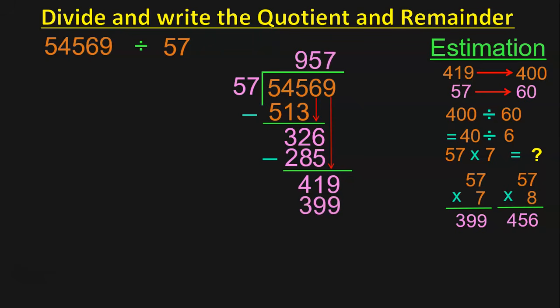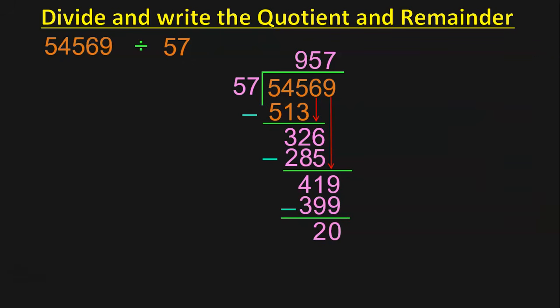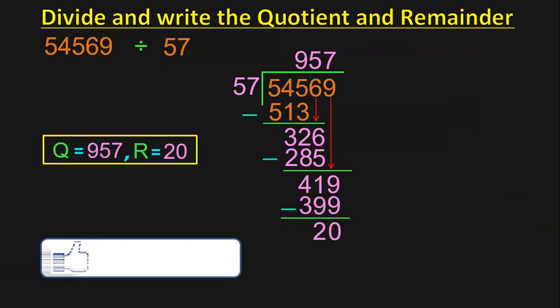57 into 7 is 399. When you subtract these two, you get the answer to be 20, and we don't have any more numbers to be brought down, and 20 is lesser than 57, so we can stop our division with this and write down the answer. The quotient is 957 and the remainder is 20.